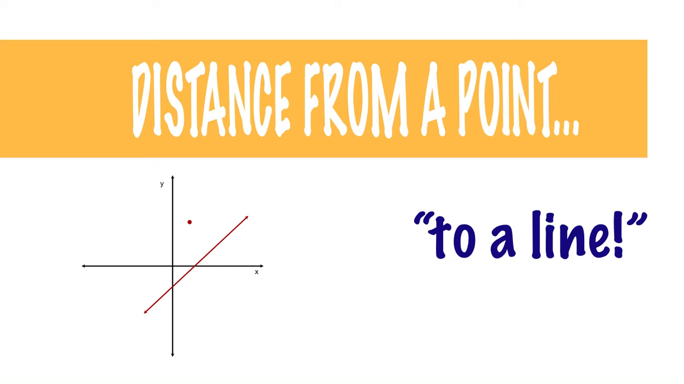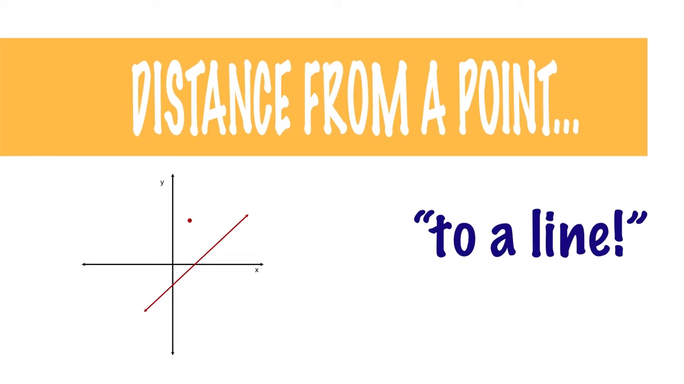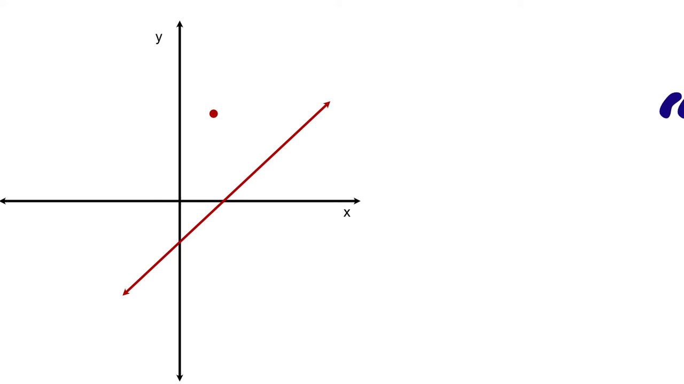Distance from a point to a line. I have 3 examples where we will explore how to find the distance from any coordinate to a line. And when we do that, we are finding the shortest distance from the point to a line, which is a straight line perpendicular to the line given.